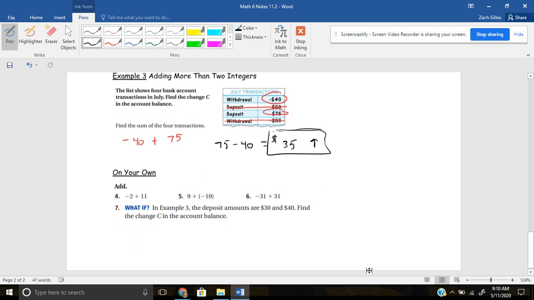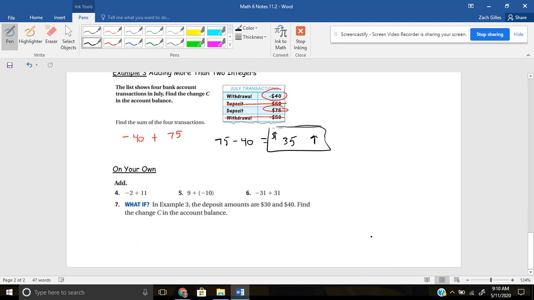Please pause the video now for the last on your own section. For number 4, you should have arrived at negative 2 plus 11. Well, that will give you 9. You have a lot more positives than negatives, so your answer should be positive. Number 5, 9 plus negative 10 would be negative 1. And then number 6, these are opposites, so they would be 0 when you add them together.